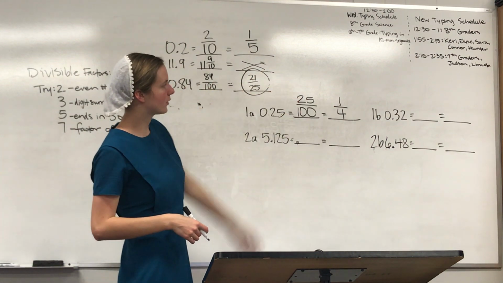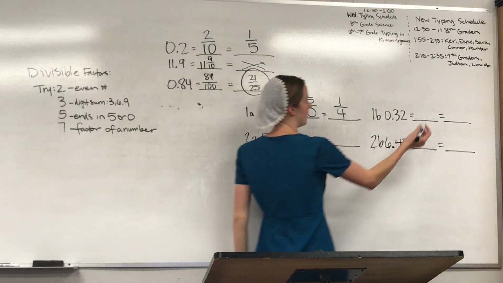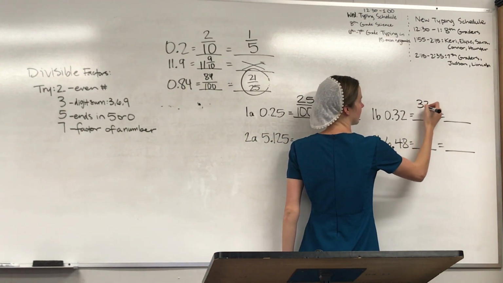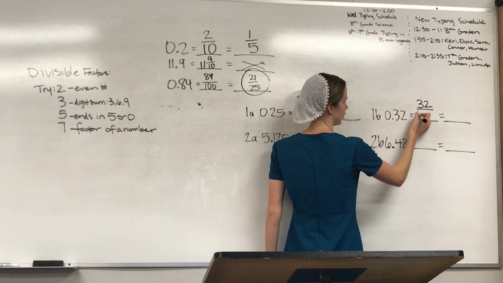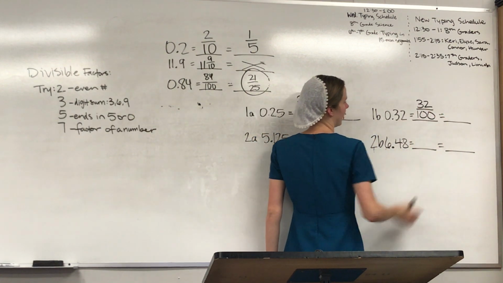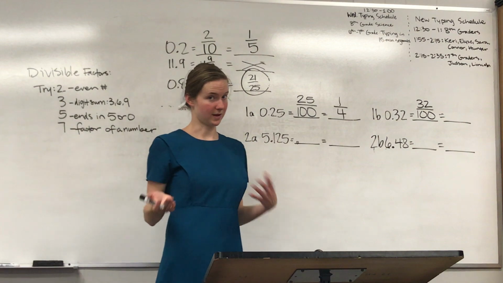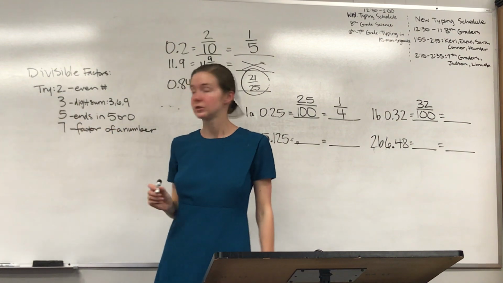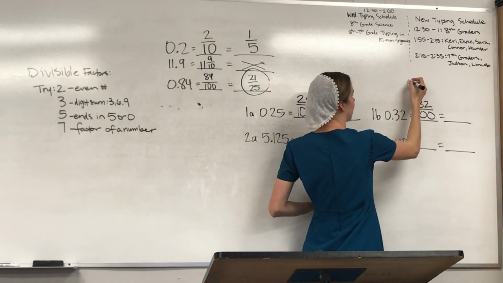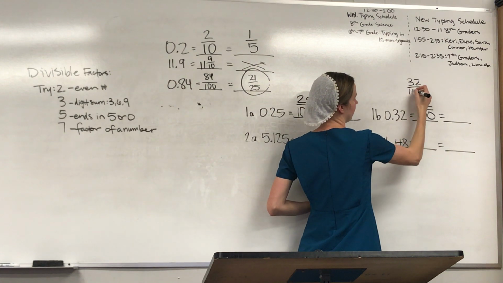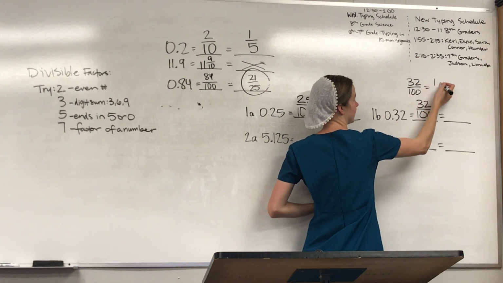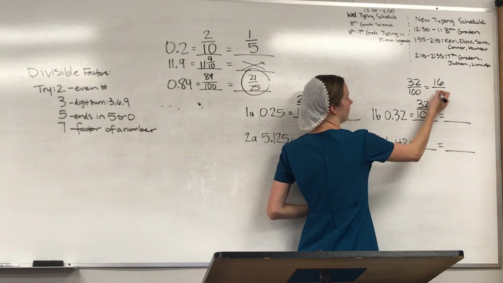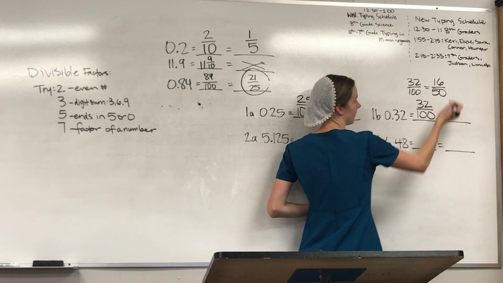Alright, 1B, 0.32. No whole number, so 32 goes in the numerator spot. Tenths, hundredths, so 100 is on the bottom. I'm seeing that they're both even numbers again, so I'm going to use my divisible factor 2 to work it out. I'm going to go outside the number just in case I have to simplify it a couple times. 32 divided by 2 is 16. 100 divided by 2 is 50.